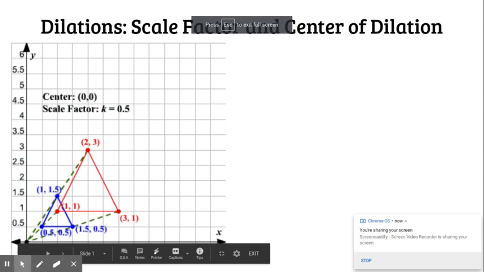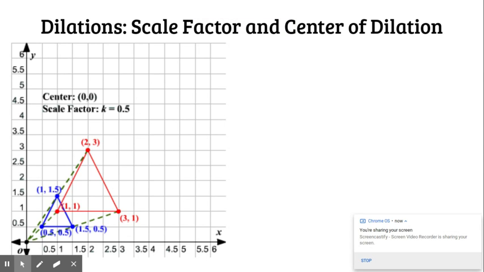Okay, there were two issues with dilations that Mr. McDaniel and I decided that we want to go over with you and also give you a chance to reclaim some points from this Unit 2 test. And those two topics are scale factor and center of dilation. The picture that you have here does a nice job of showing both.